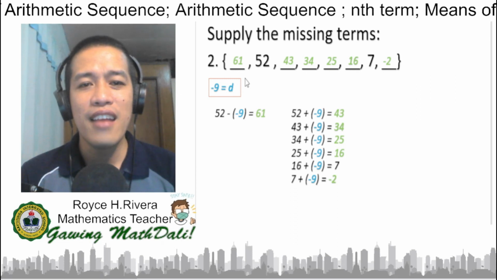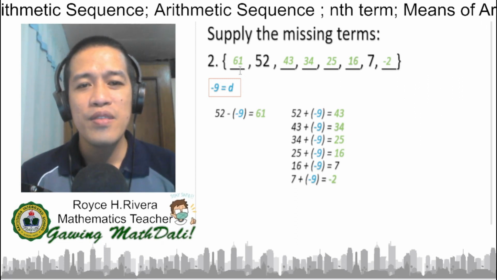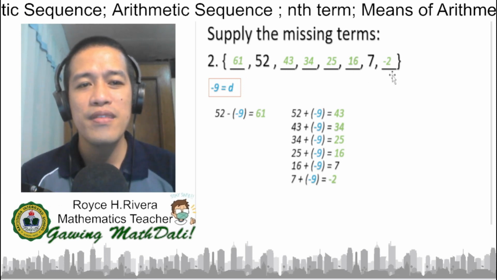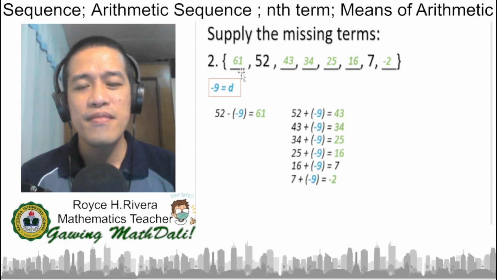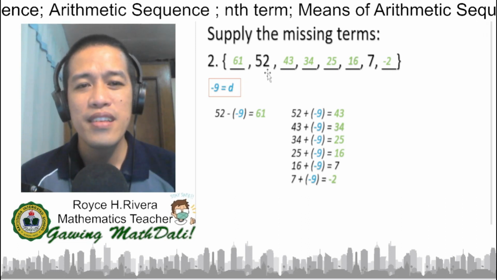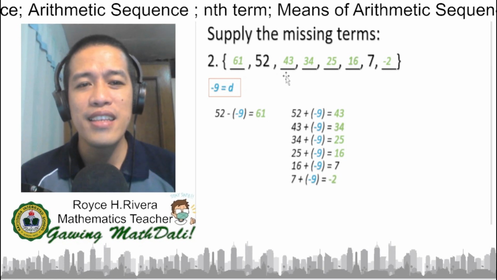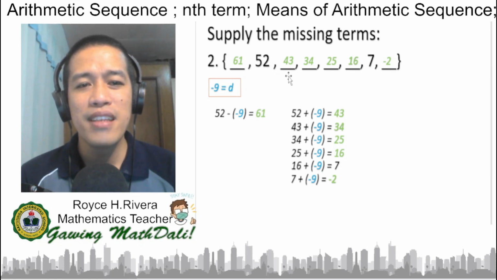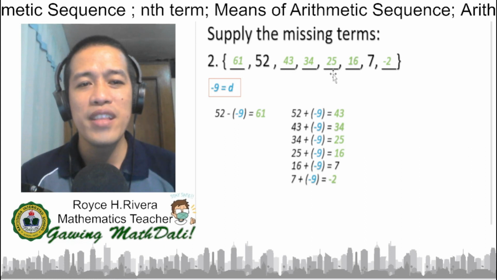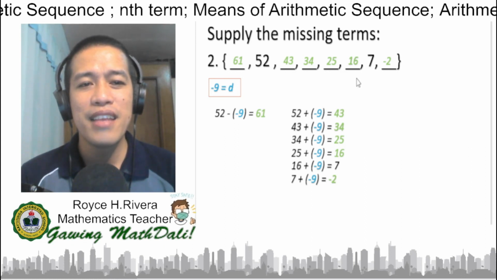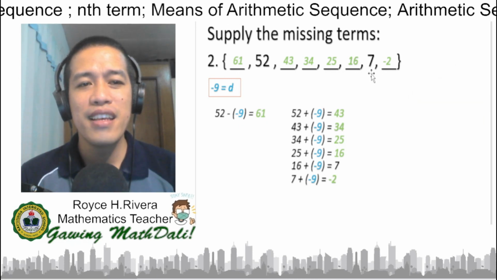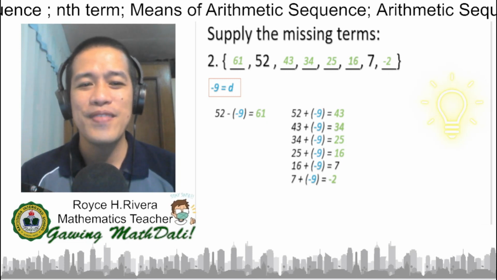Subukan natin na i-add ang negative 9 to the first term until we reach the last term, negative 2. 61 plus negative 9, that is 52. 52 plus negative 9 is 43. 43 plus negative 9 is 34. 34 plus negative 9 is 25. 25 plus negative 9, 16. 16 plus negative 9 is 7. 7 plus negative 9 is negative 2. Sakto.